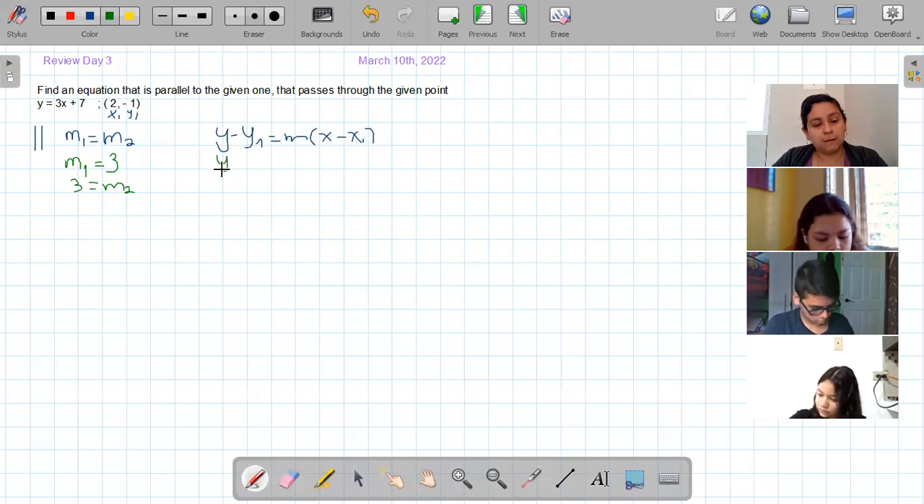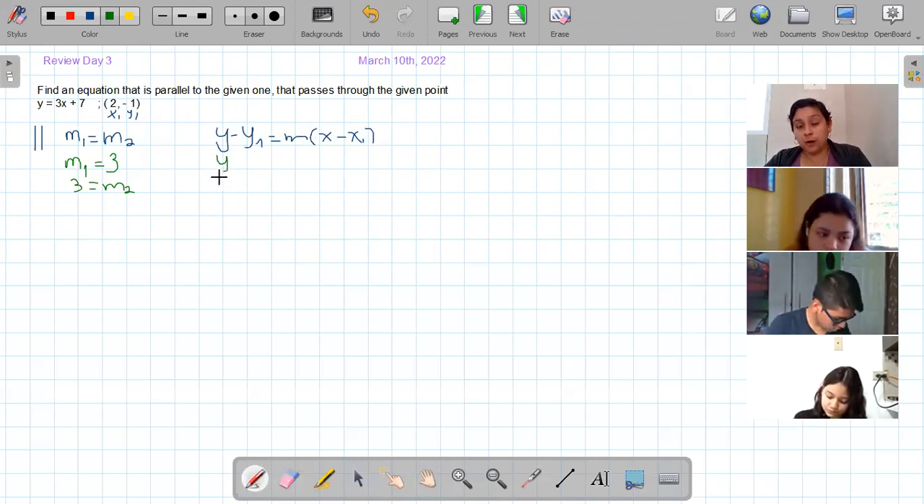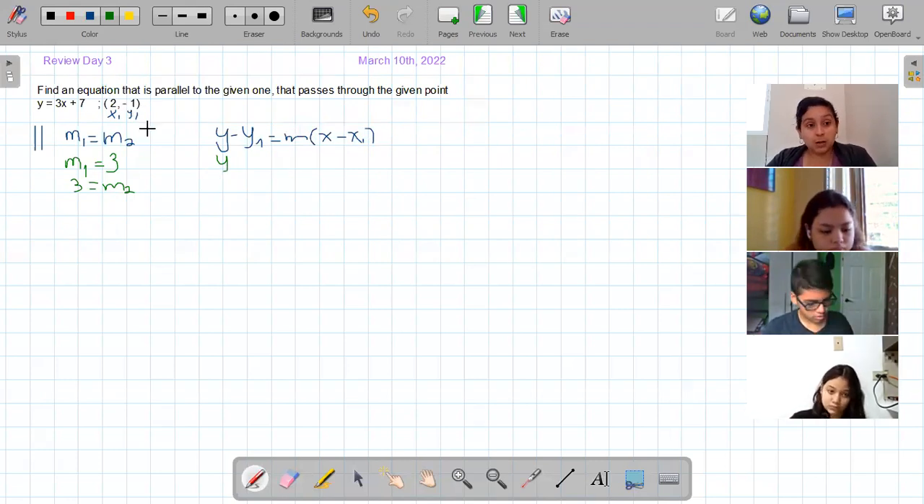So we are going to have y. Remember, since we have point slope form, we change the sign of the given number in the ordered pair. So y1 is negative, so I'm going to place it positive. And this is just to skip a step, okay? Equals m is 3, parenthesis, x minus x1. x1 is positive, so it was going to be minus 2.